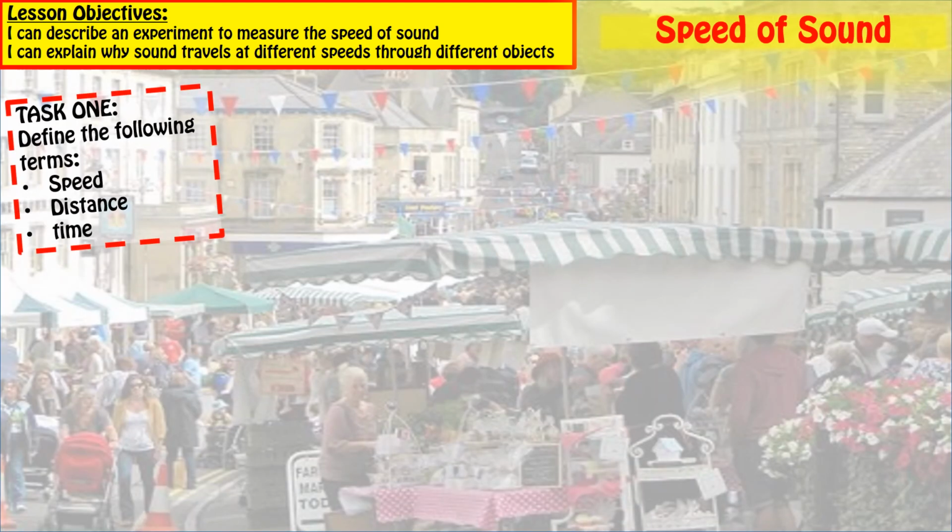Okay, so that actually comes to the end of the lesson. Nice quick one this week. So task 1, define the following terms: speed, distance and time. And this means, what do these words mean?